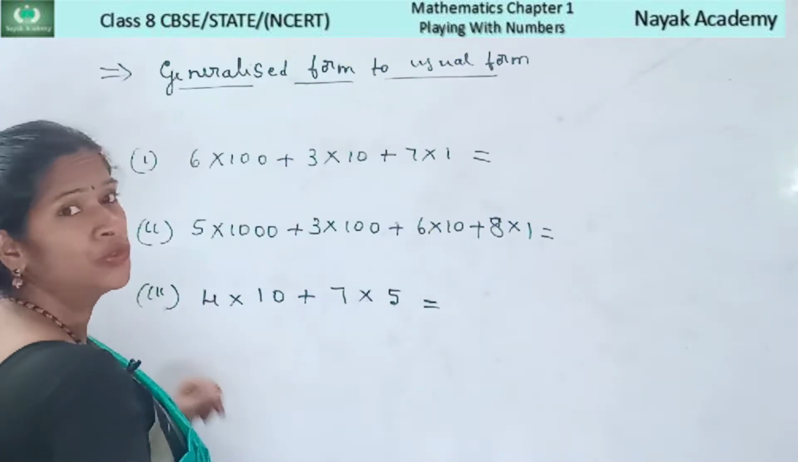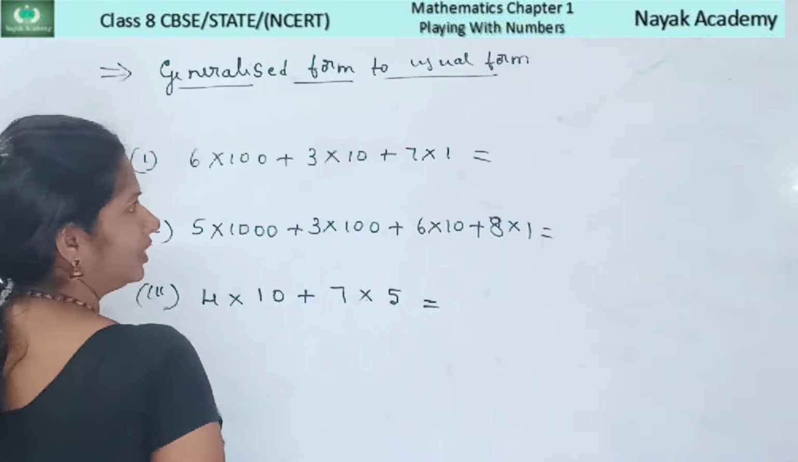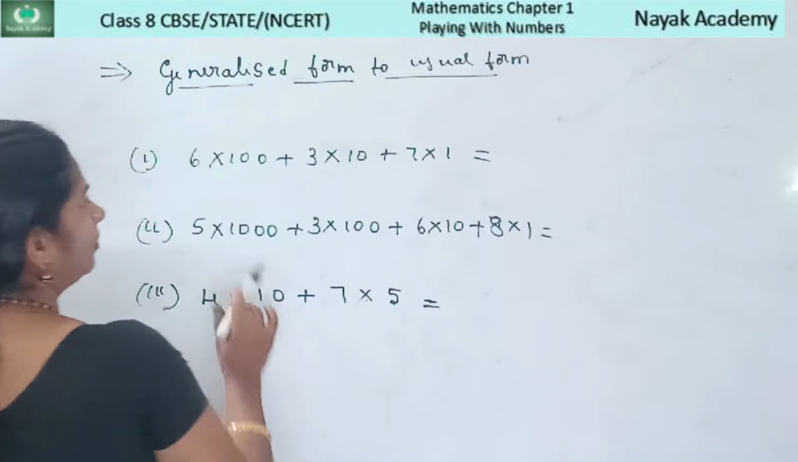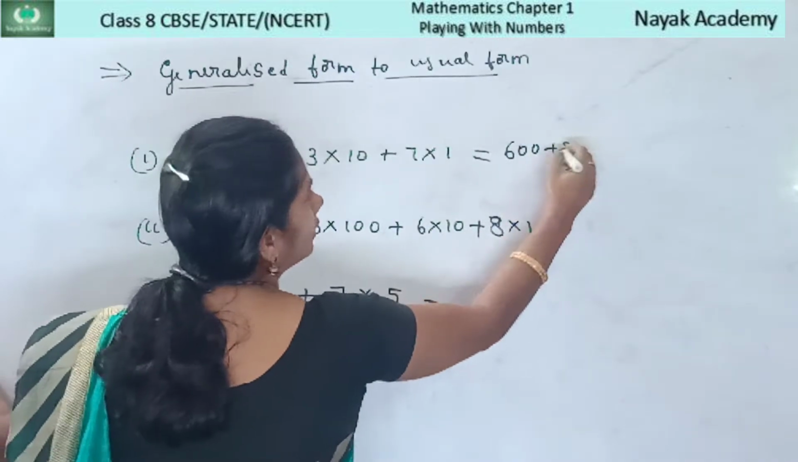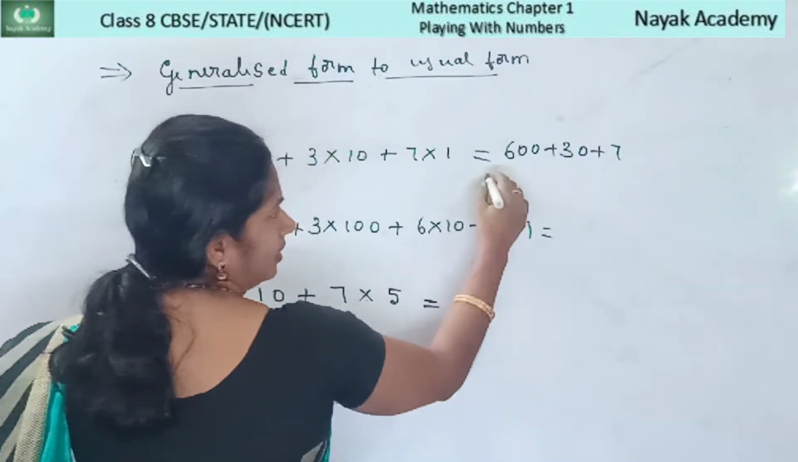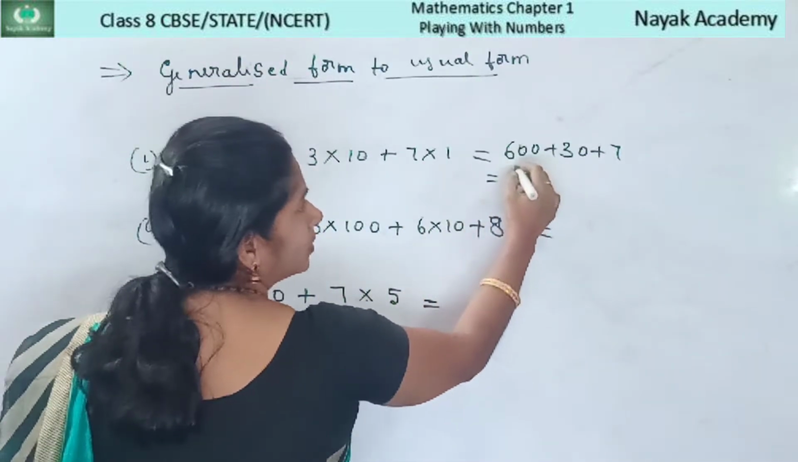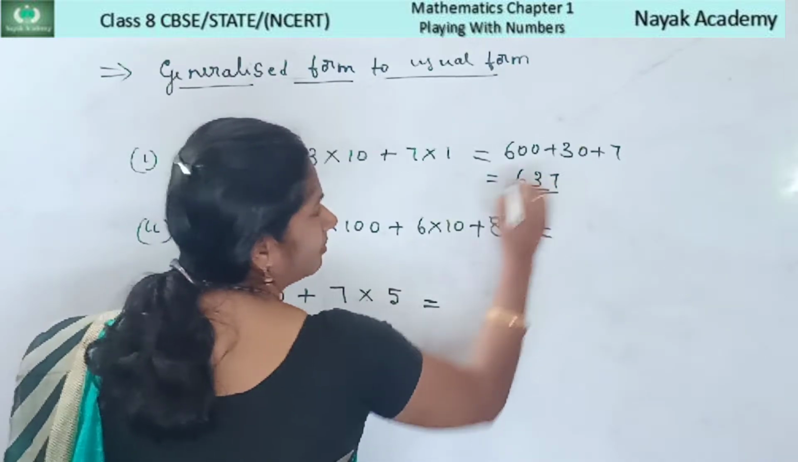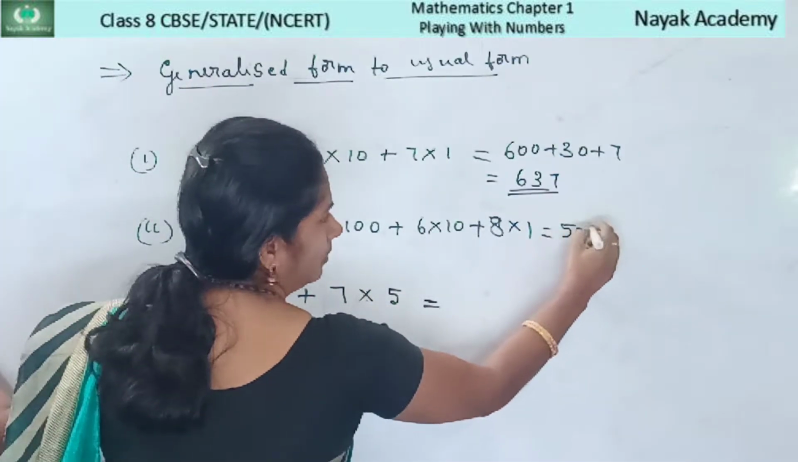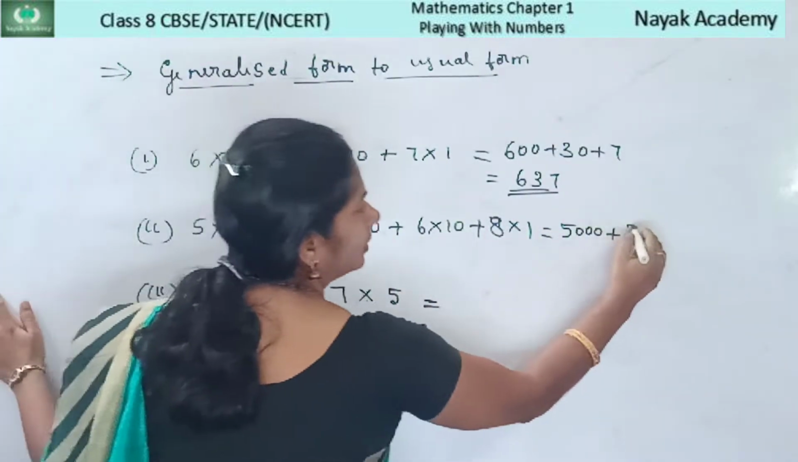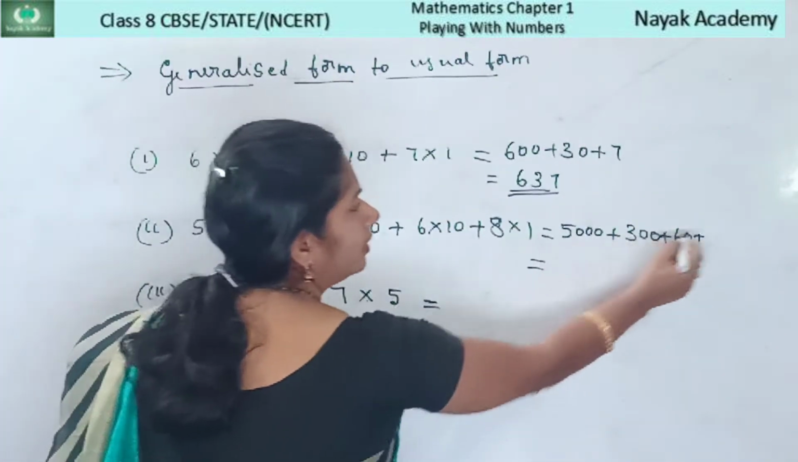We can find the usual form of a number when the generalized form is given. So this is a general form of a given number, children. We can find the usual form of this. It is 6 into 100, it is 600, plus 3 into 10, 30, plus 7 into 1, 7. So the usual form of this expanded form of the given number is 637. See the second example, 5 into 1000, it is 5000, plus 3 into 100, 300, plus 6 into 10, 60, plus 8 into 1, it is 8.